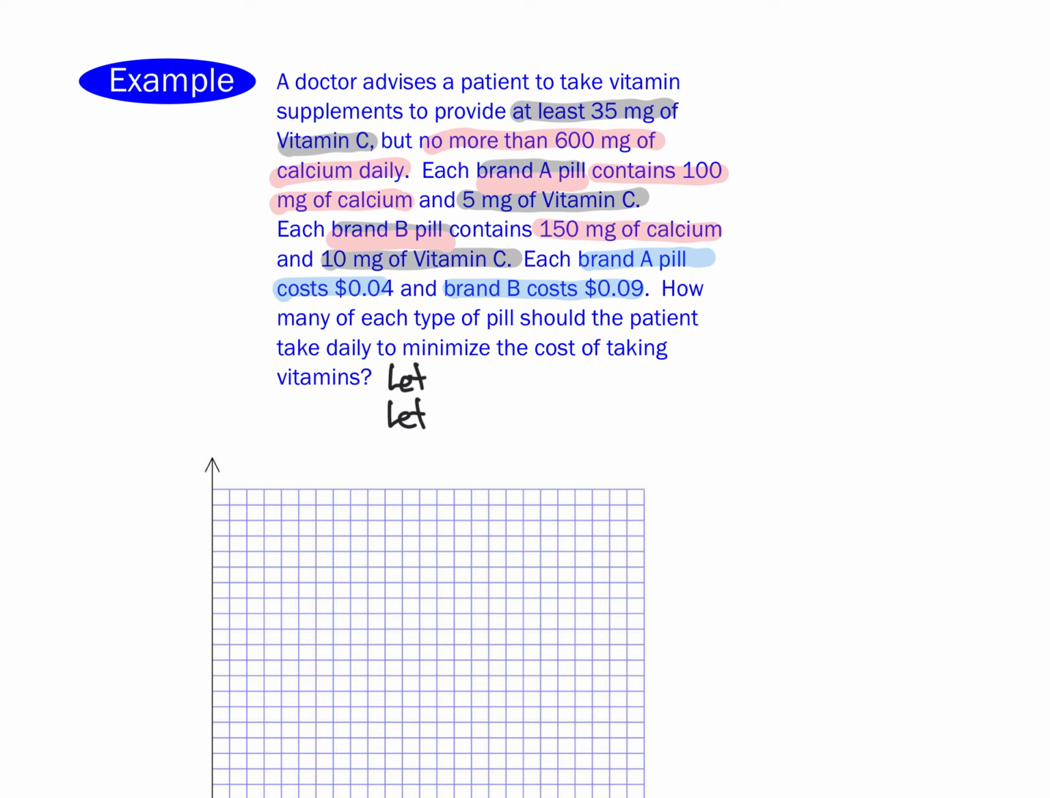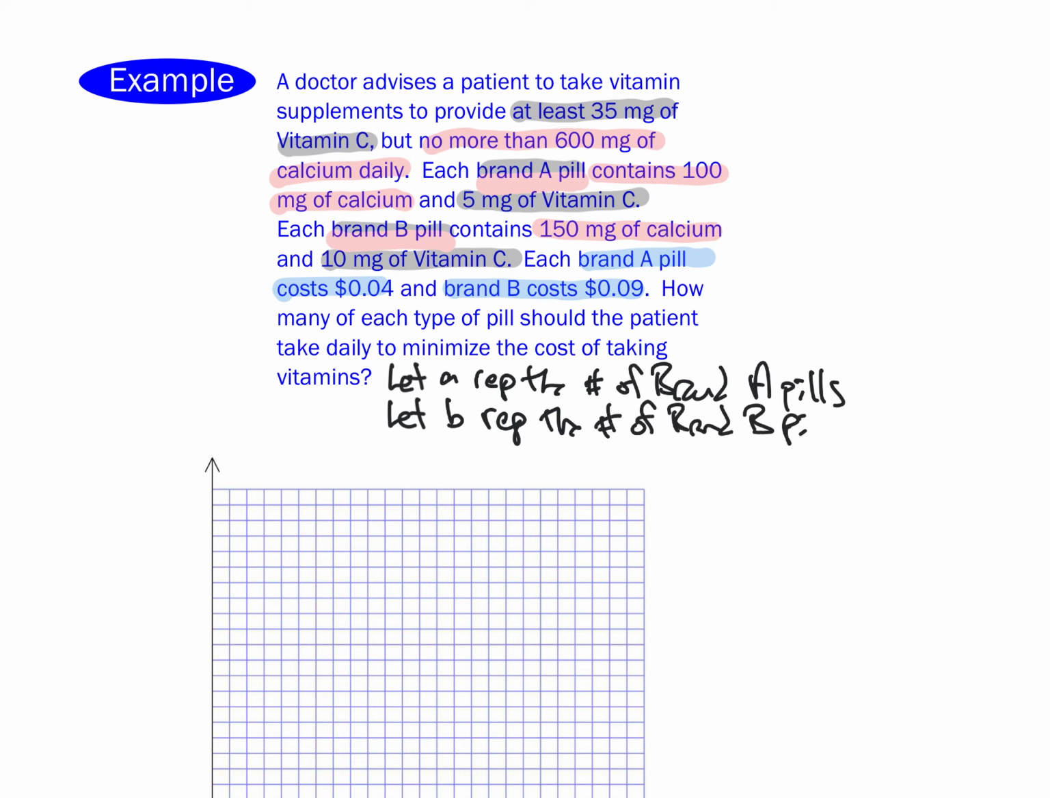So, what are the unknowns in this question? The number of brand A pills and the number of brand B pills. So let's let A represent the number of brand A pills and B represent the number of brand B pills. Okay?